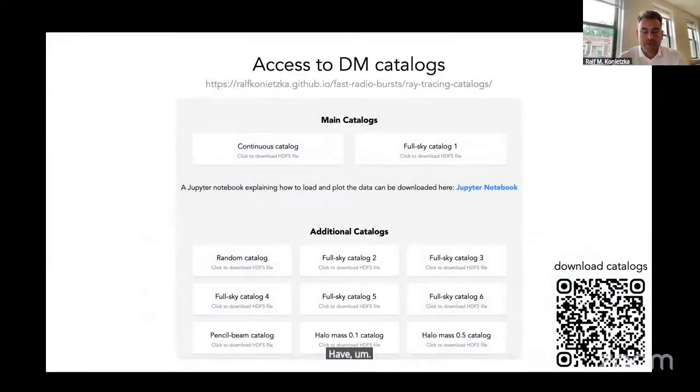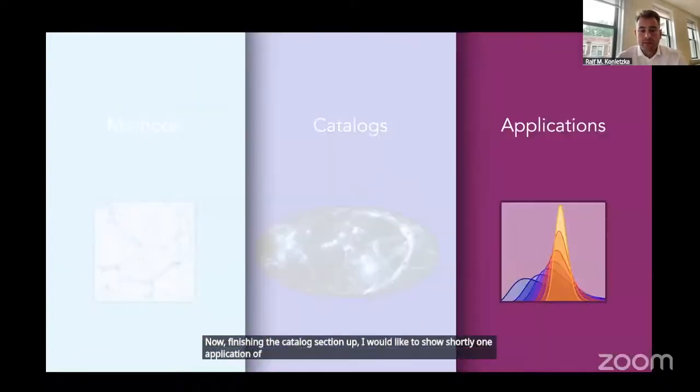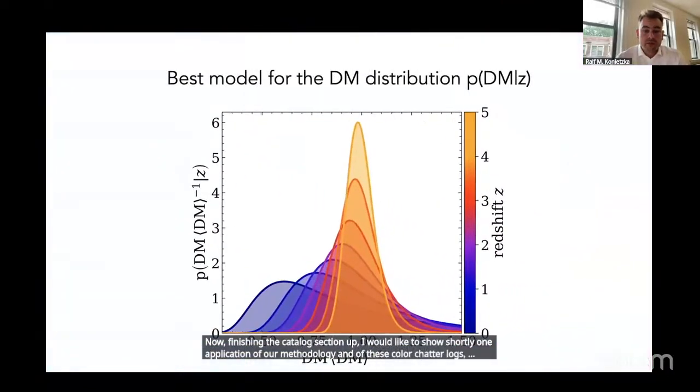this handy web page. And now, finishing the catalog section up, I would like to show shortly one application of our methodology and of these catalogs, namely what we can newly learn about the dispersion measure distribution function.